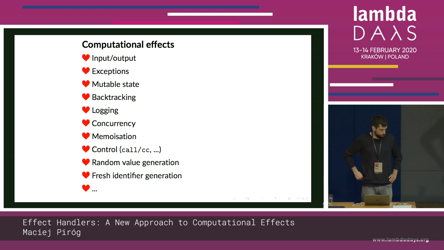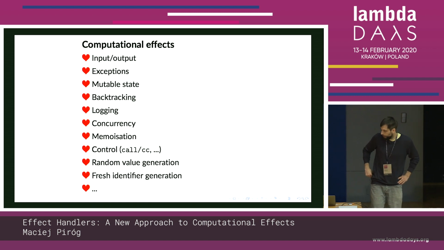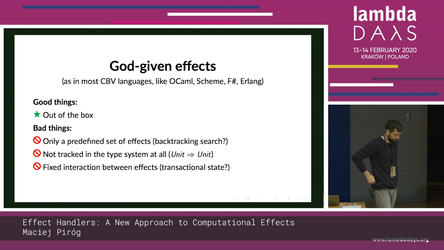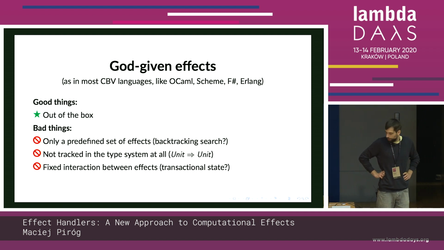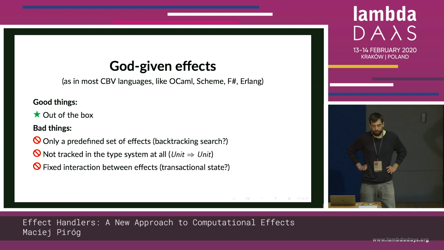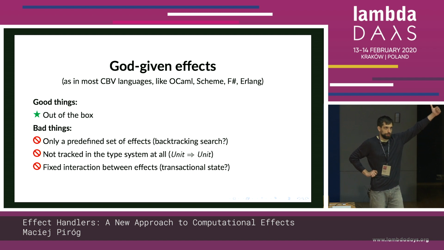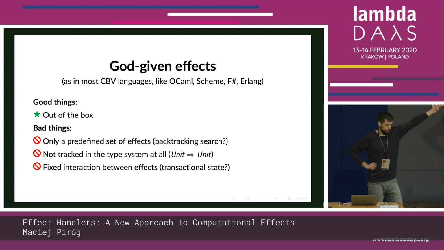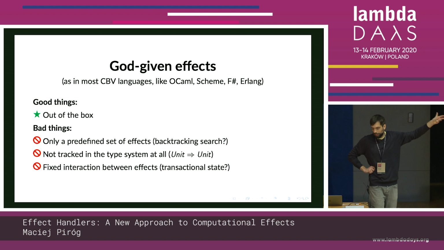There are, I think, 2 usual approaches to computational effects. One is what I call God-given effects. If you program in OCaml or Scheme or something like that, a call-by-value language, then you usually have access to some predefined set of effects. You can throw an exception, you can create a mutable reference, you can do some continuations, you can do some I/O. You can do these things in OCaml.